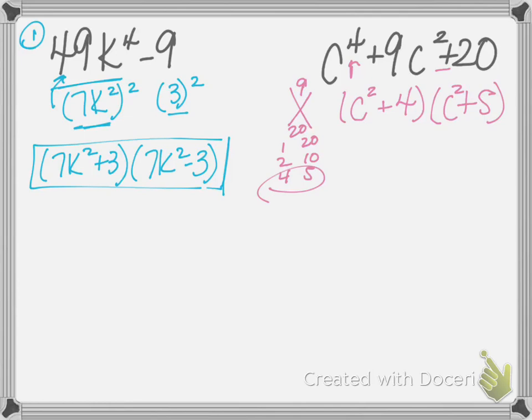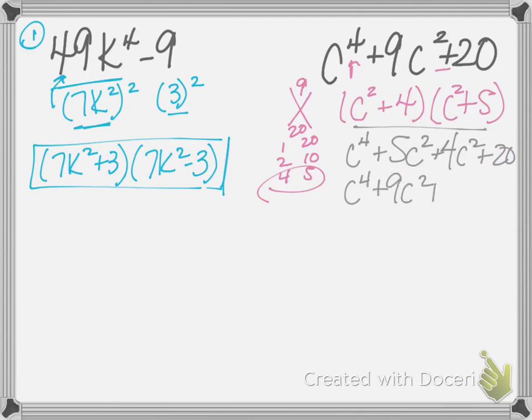And if I'm still a little worried about it, I can just multiply it out. So I can FOIL this piece right here and see, does it actually give me C to the fourth plus 9C squared plus 20? If I FOIL it, that gives me C to the fourth. Outside gives me 5C squared. Inside gives me 4C squared. And then the last gives me 20. Combine my like terms, and it does in fact give me my original problem here.